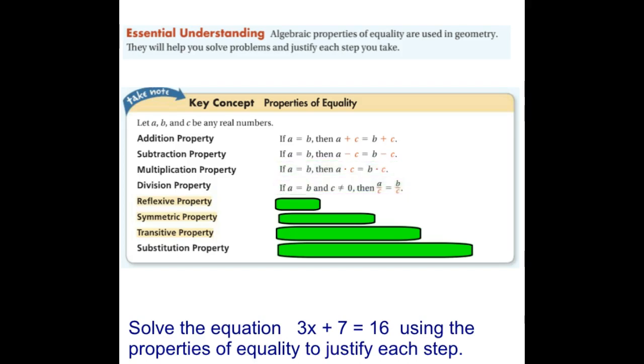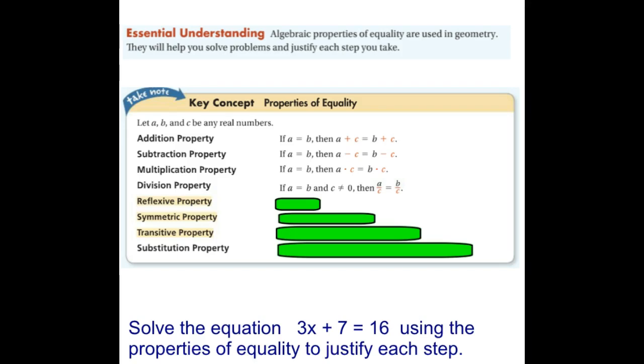Next, we have our multiplication and our division. Very similar as well. It says, hey, if A equals B, then A times C equals B times C. You can multiply both sides by the same thing. We do this sometimes if we have a fraction in front of our variable, and then we need to get rid of it.